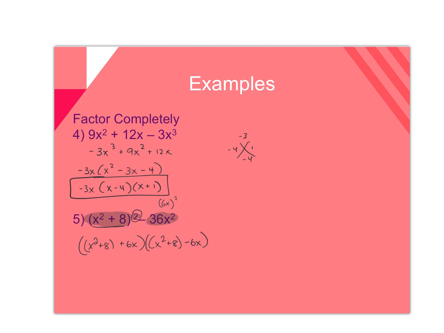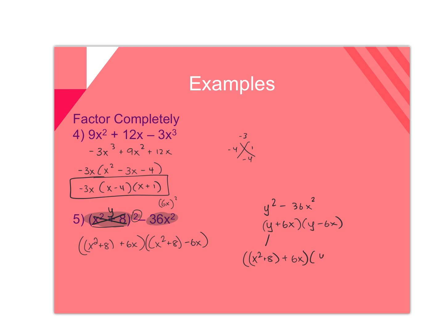sense. Think of it this way. If I just switched out this entire expression for the letter y, if I had y squared minus 36x squared, you would know that this would be y plus 6x and y minus 6x. Now all I have to do is switch y back out for what it was originally. It was originally x squared plus 8. So see if that kind of makes a little bit more sense, right?